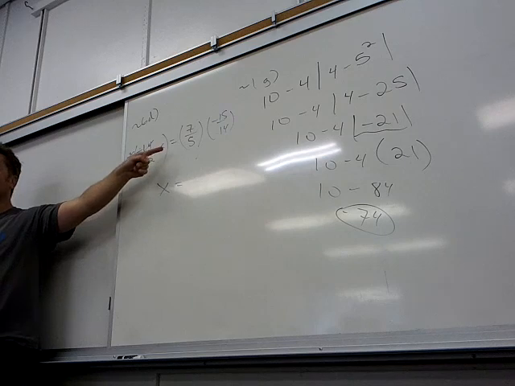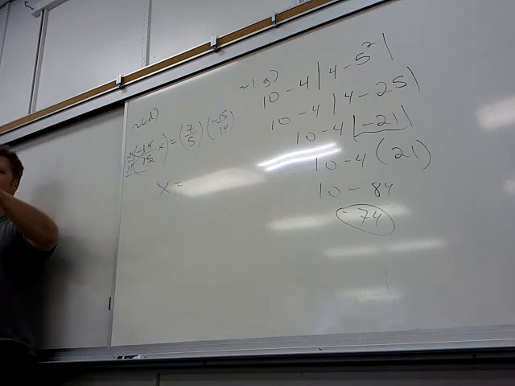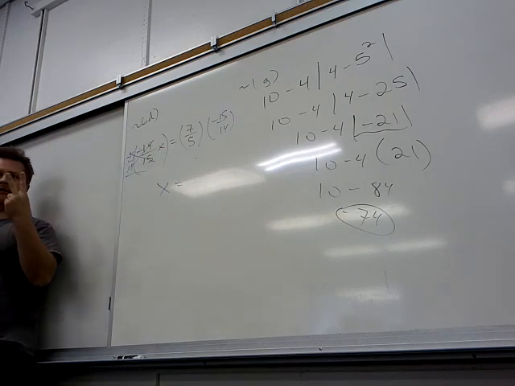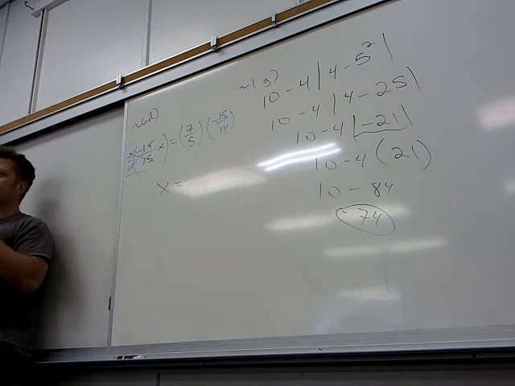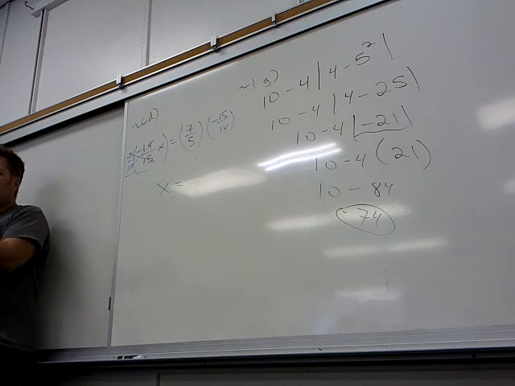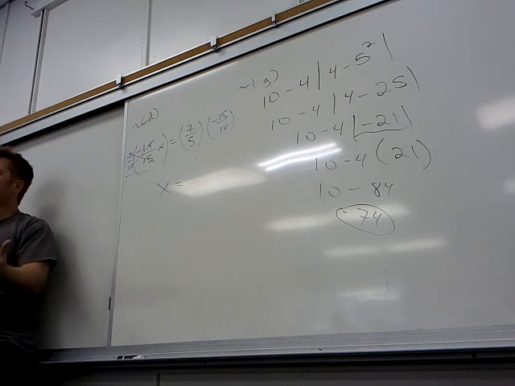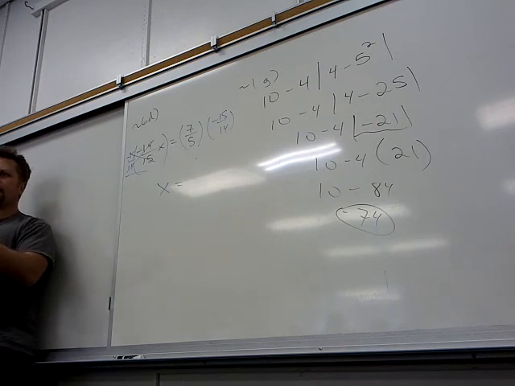You don't need an LCD there. What's the only time you need an LCD? Add or subtract. When I multiply or divide fractions, I do not need an LCD. Because one part of multiplying and dividing is reducing. Why would I lift them up if I'm going to reduce them again later? Why would I do that to myself? So I only have to get an LCD when I'm adding, subtracting. Then I need like terms.